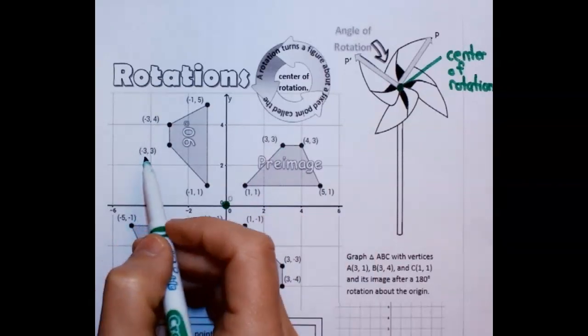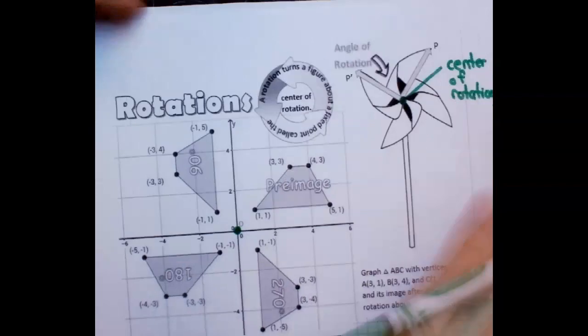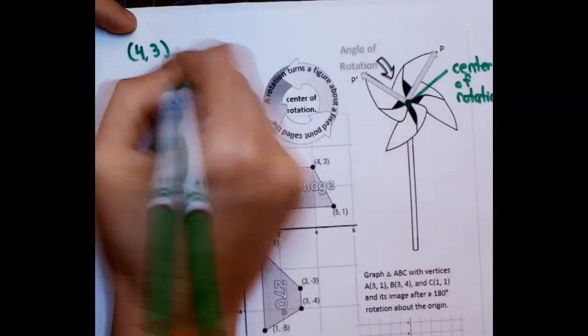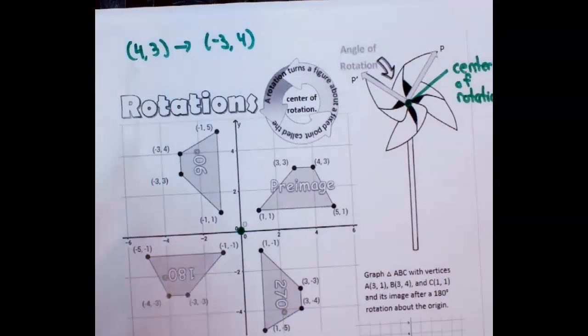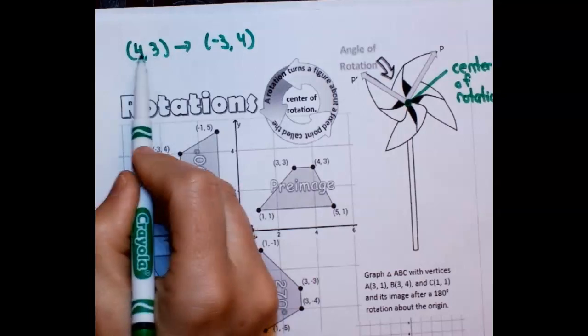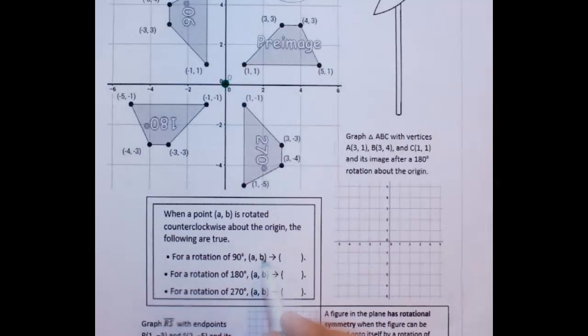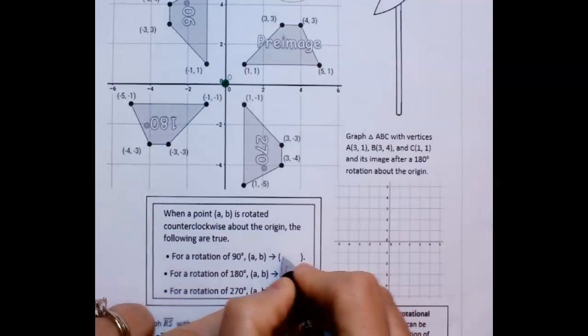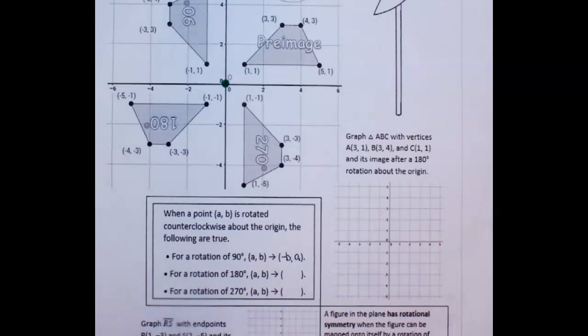Let's focus in on just one point to maybe make it a little bit easier. Let's take a look at the point 4, 3, and I'm going to write it up here. The point 4, 3 became the point negative 3, 4. And so we're going to look for a pattern. Well, first of all, if you notice, these flip locations, and then in turn, this one became a negative. So we're going to write that down here. So if it's a rotation of A, B, that became the point negative B, A. So again, they flip locations, and this one became a negative.